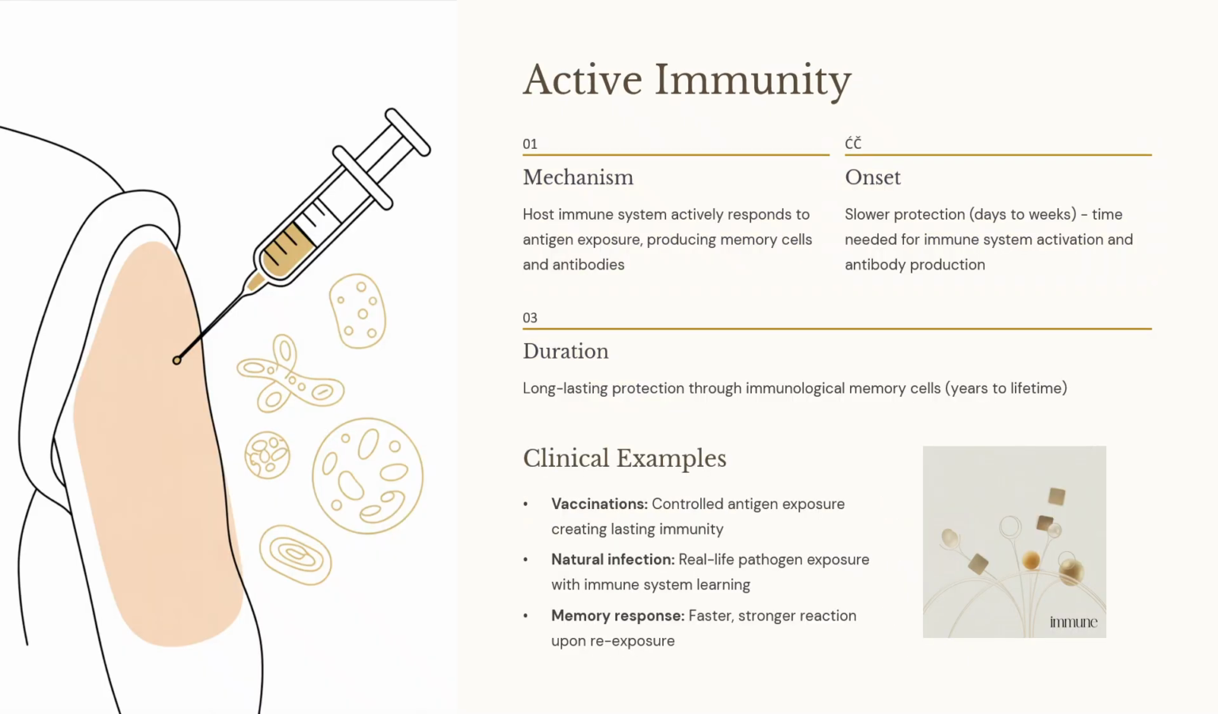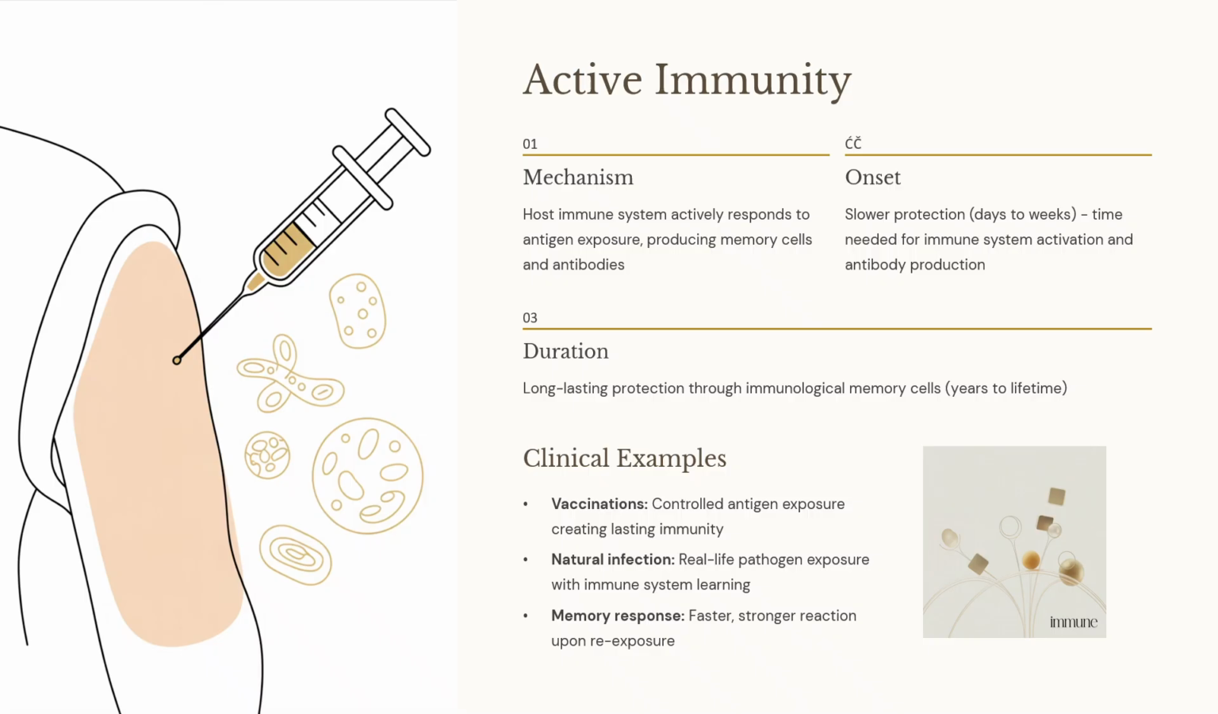What about active immunity? Here, the host system actively responds to the antigen exposure. How? It can happen in natural infections where the real life pathogen is being exposed, with the immune system learning to respond, produce antibody and produce memory cells with the antigen exposure.